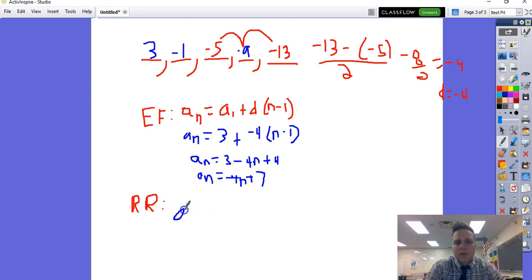Your recursive rule is just simple as always been. A sub n plus 1 is equal to a sub n plus d, and d in this case is a negative 4, so just minus 4.